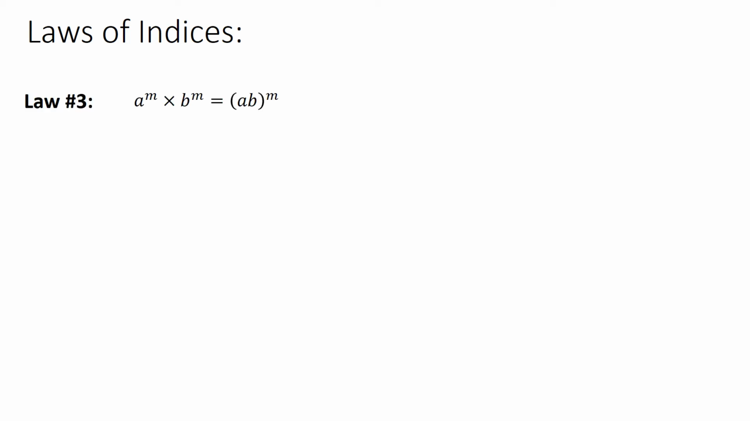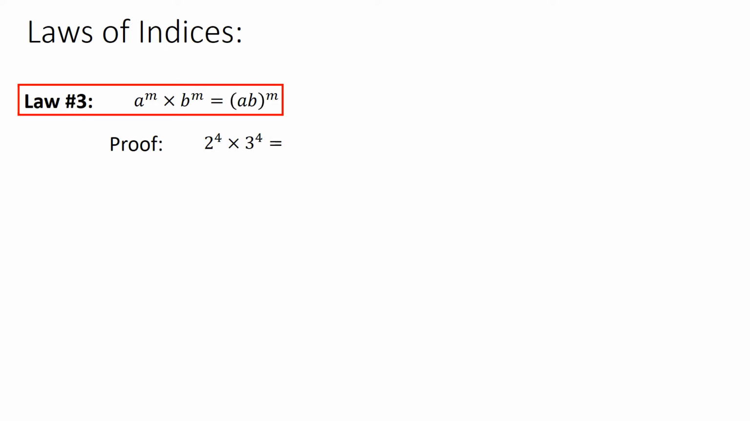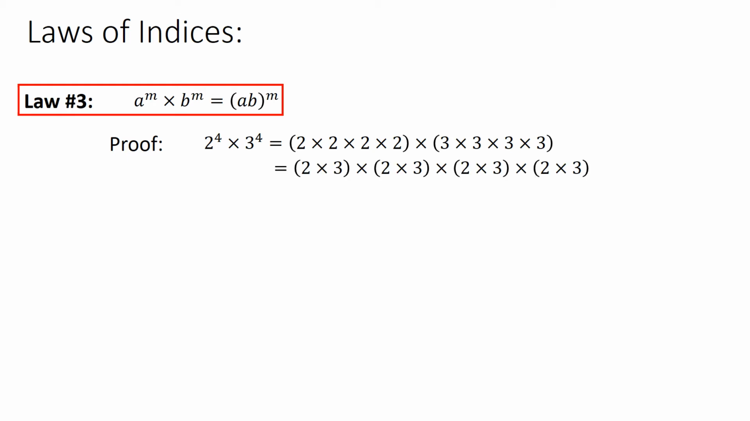Law number 3. a to the power m times b to the power m equals bracket ab to the power of m. Now let's look at the proof. Let's say we have 2 to the power 4 times 3 to the power 4. It means 2 multiplied itself 4 times, 3 multiplied itself 4 times. We can rearrange the equation and it becomes 2 times 3 times 2 times 3 times 2 times 3 times 2 times 3, or 2 times 3 to the power 4.